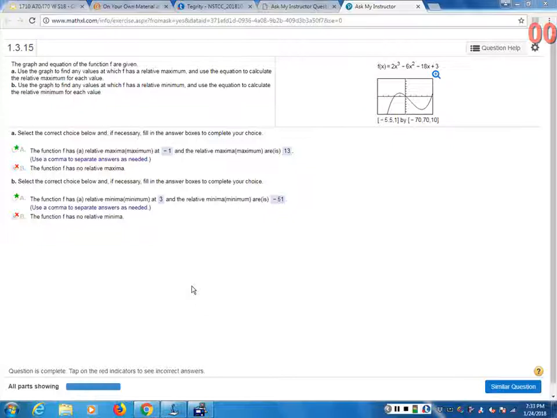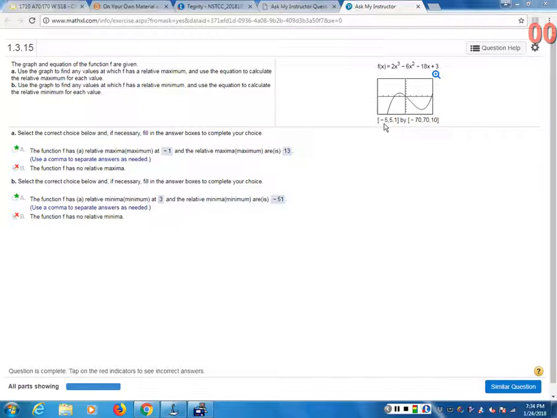So this is one of the problems from 1-3. Here's the graph, and it does help to hit the plus sign. And I think I helped somebody else with this problem today. She had a question about a MyMathLab problem. So we're going to use the graph and the equation of the function. The equation is given. Notice the equation is given.